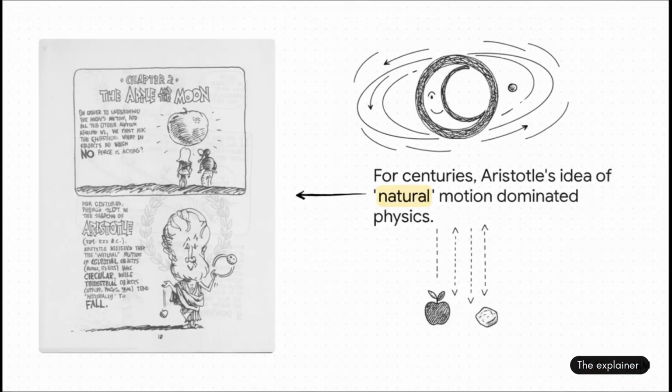So before Galileo, the big name was Aristotle, the ancient Greek philosopher, and his whole theory was pretty simple.